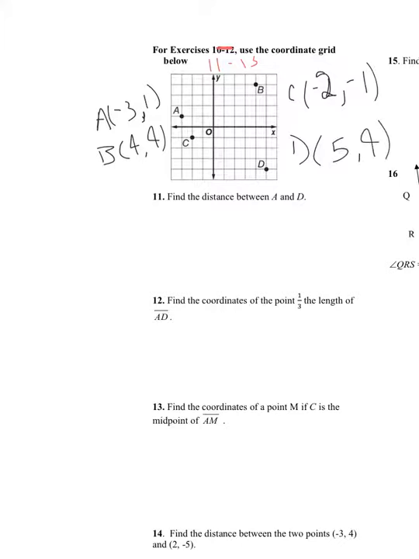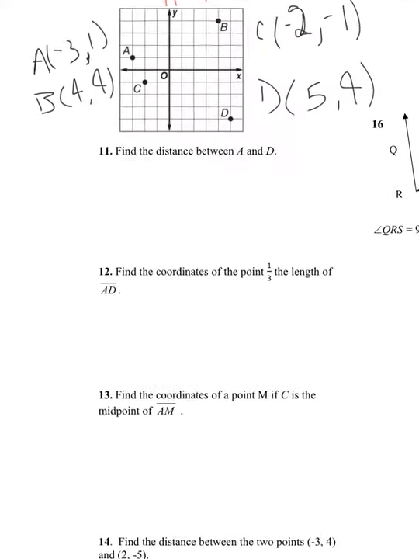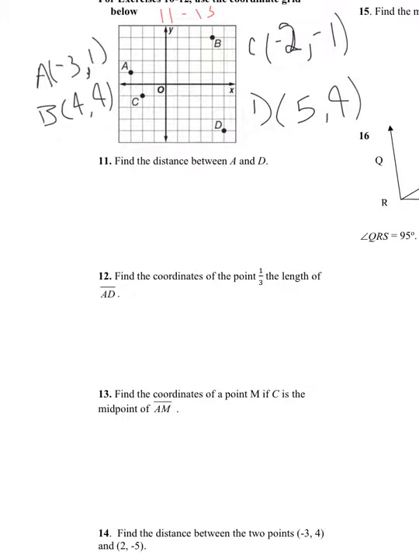So first, question 11 is find the distance between A and D. So distance formula, you'll have the formula on the test itself. Big square root, first parentheses, x2 minus x1. So for this problem, we're looking at point A and point D. So A will be point 1, D is point 2. That means 5 minus negative 3.